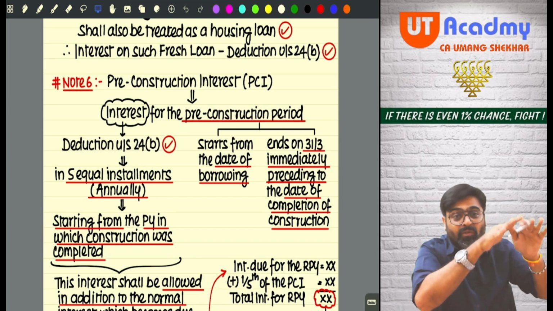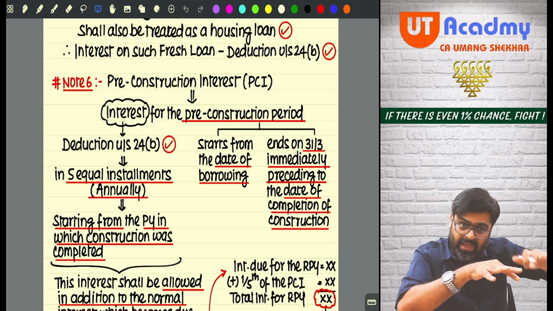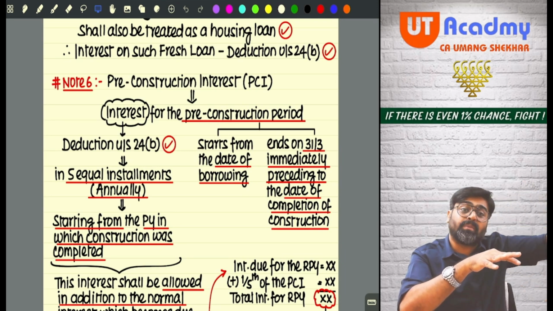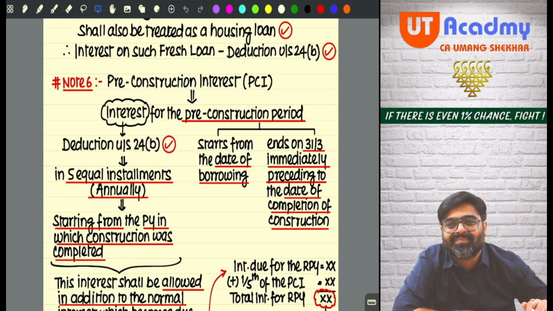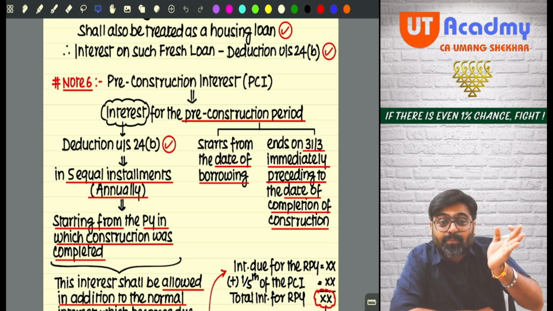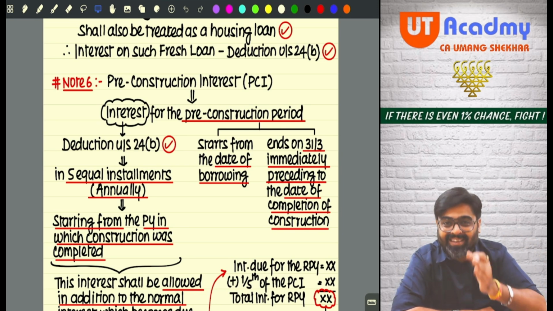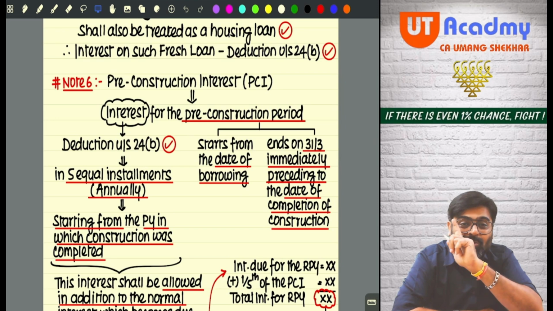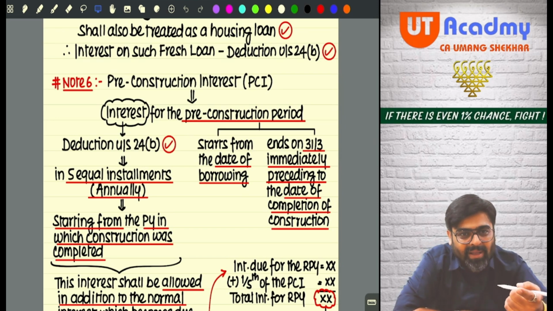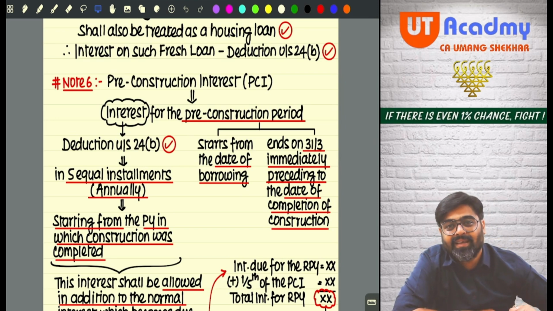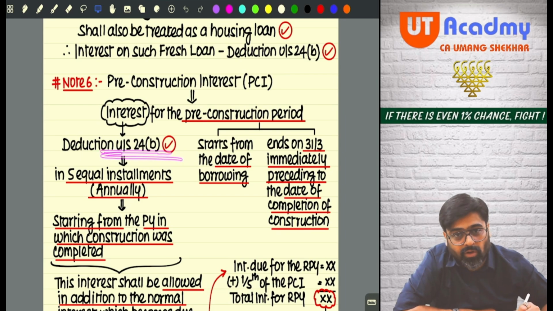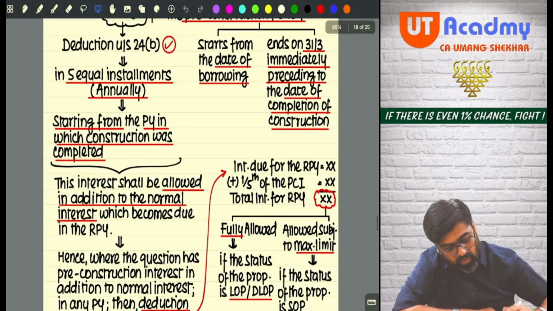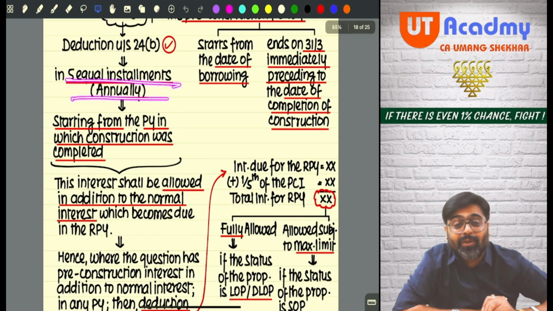Because the date of completion of construction is coming in any previous year, whatever interest which becomes due in that previous year will now be allowed as a deduction from that year. But the interest prior to that year, till 31st March, was not allowed as a deduction. Now you are going to claim that as a deduction. As what? Pre-construction interest. And now this pre-construction interest will be allowed under section 24 clause B, and it will be allowed in 5 equal annual installments.